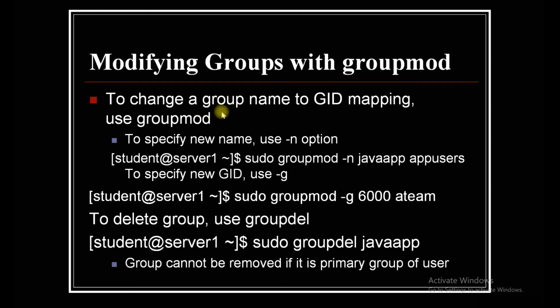To change a group name to GID mapping, what you need to do: if you want to change the name of a group, use groupmod. Because you already have a group called app users, and you want to change it to Java app, you can use the -n option. If you want to specifically mention the GID, that is also possible, and groupdel is for deleting that particular group account.